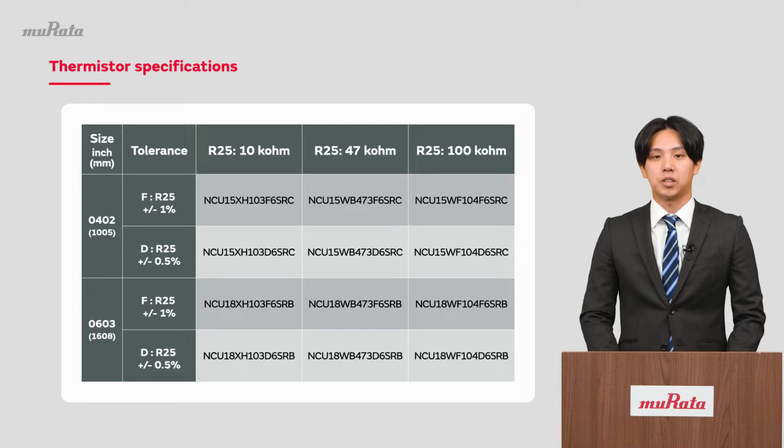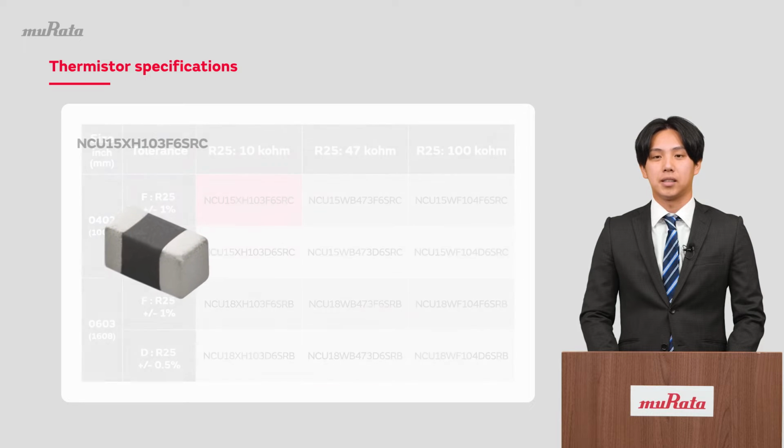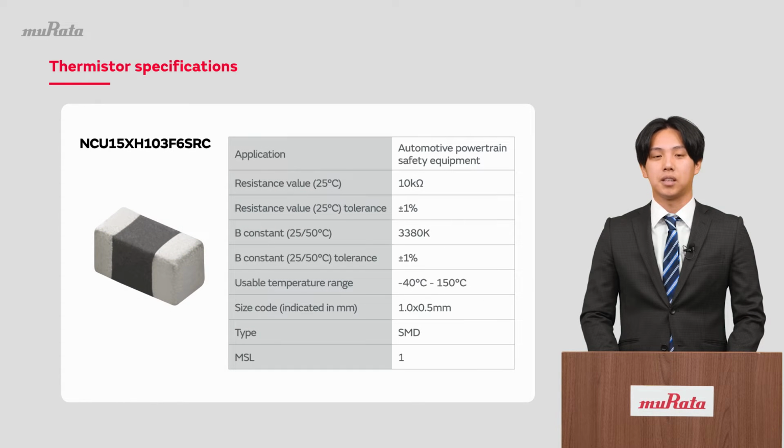Using a resistance value of 10 kΩ is common in automotive applications, whereas in applications such as smartphones, a value of 100 kΩ might be used to reduce power consumption. In this case, we will use a size 1005 resistor designed for automotive use with a resistance value of 10 kΩ and resistance tolerance of plus or minus 1% to create our temperature sensor circuit.